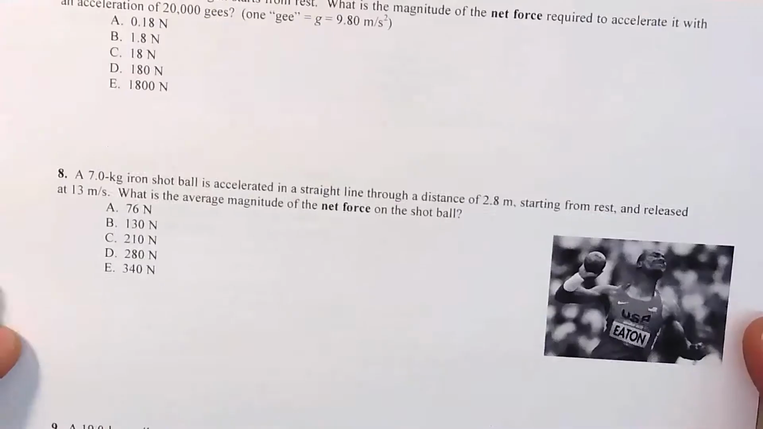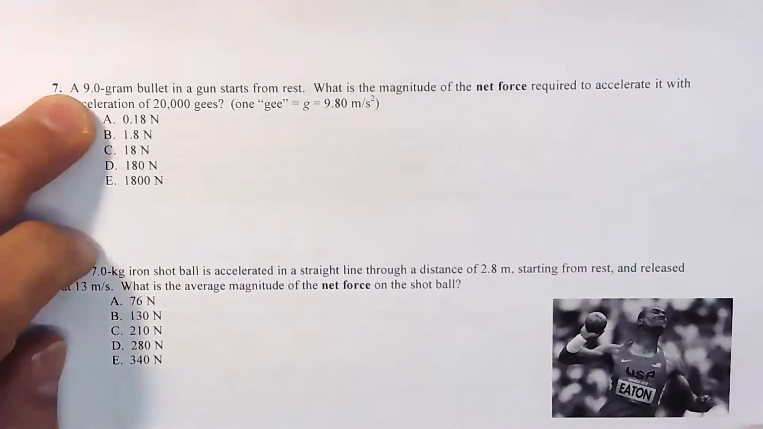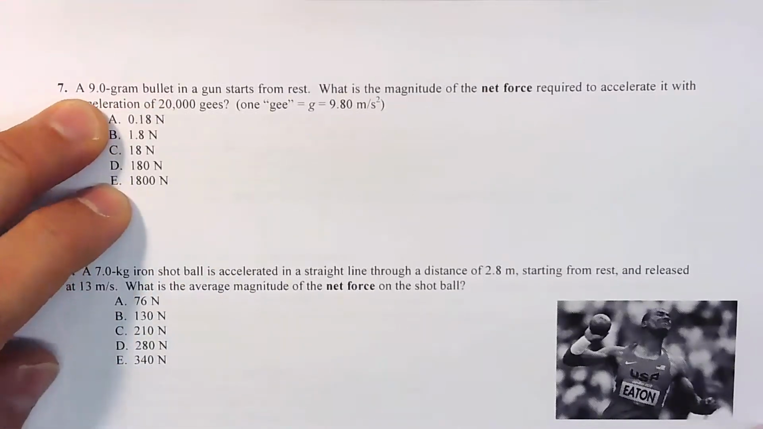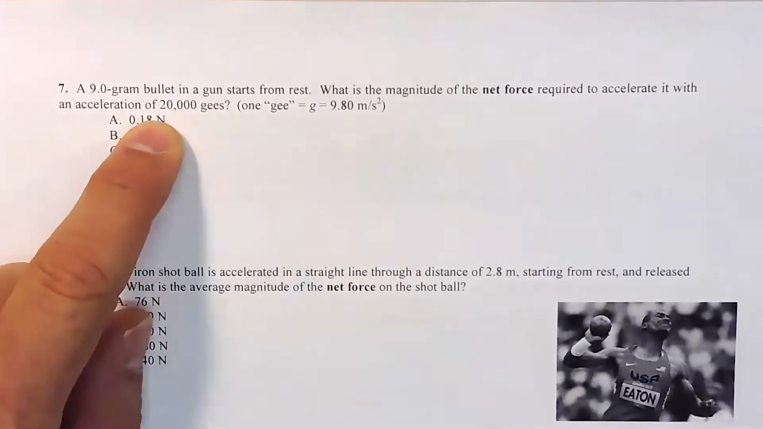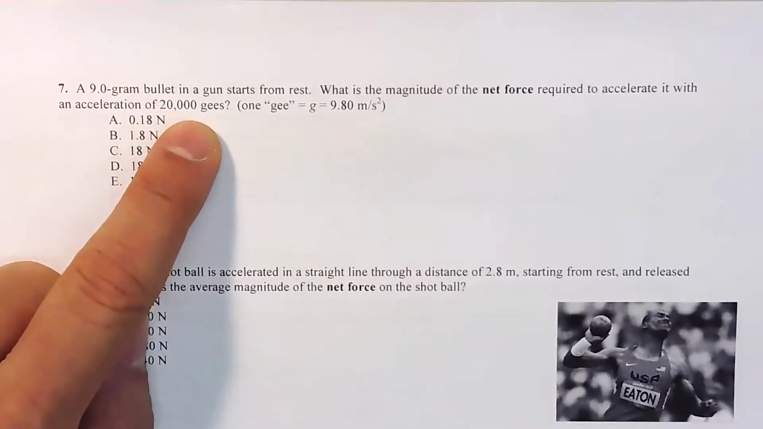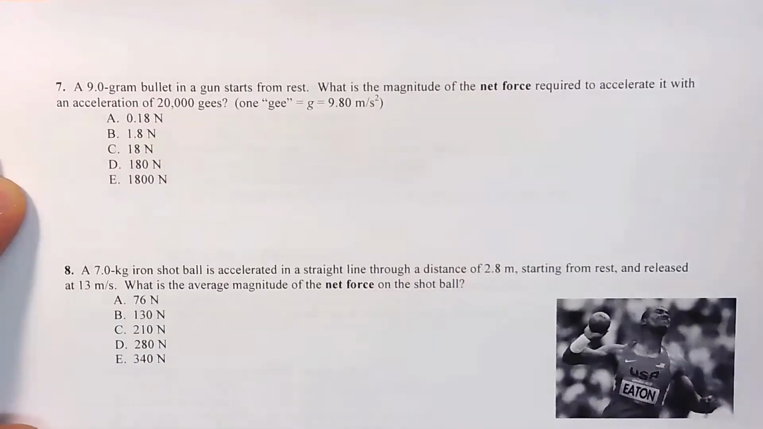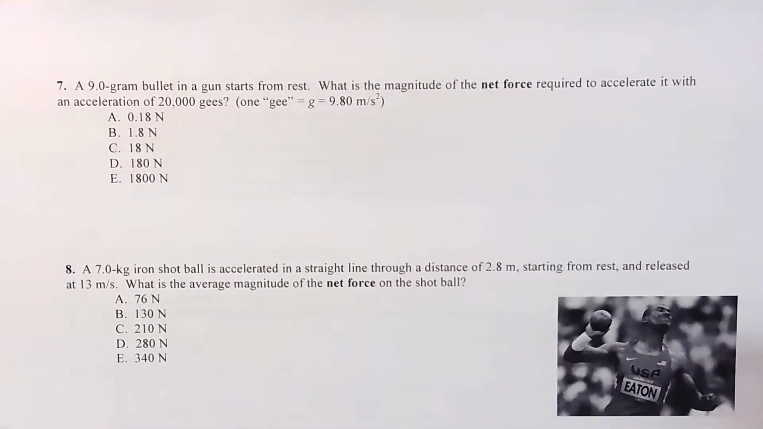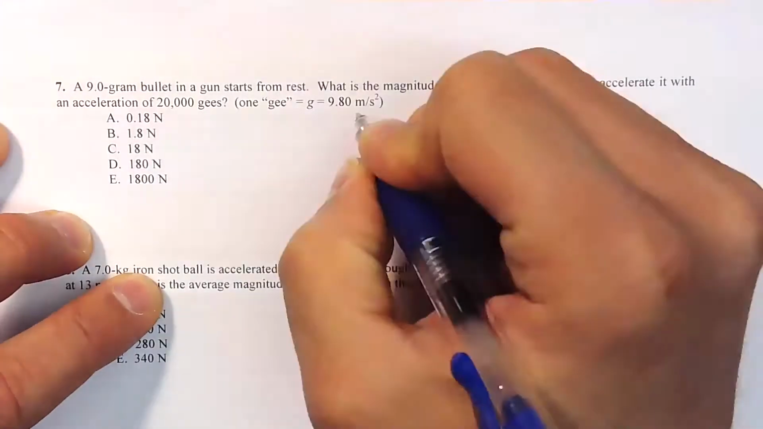So if we look at question number 7, suppose that a bullet with a mass of 9 grams starts from rest inside a gun, and suppose it accelerates out of the gun with an acceleration of about 20,000 Gs. What is the net force acting on the bullet? Okay, well, net force, mass, acceleration, sounds like Newton's second law. So we can write Newton's second law.